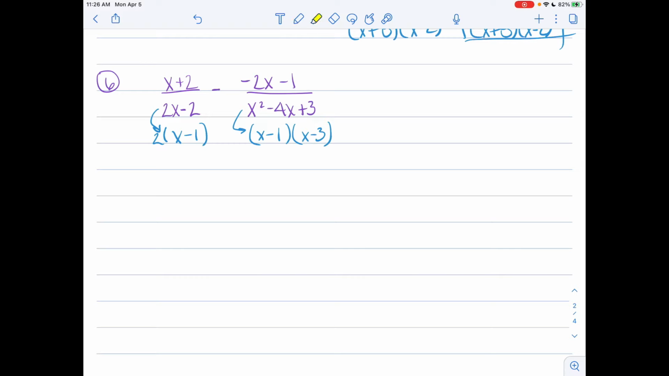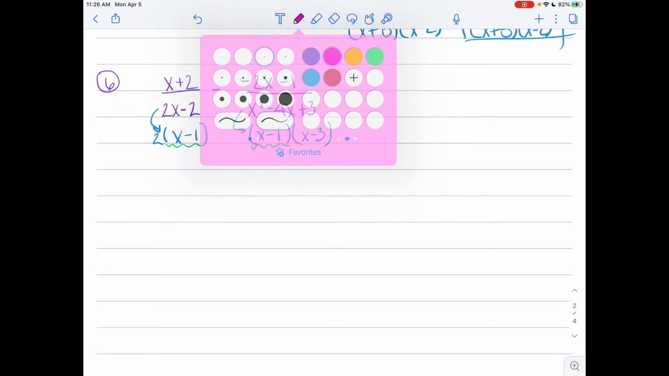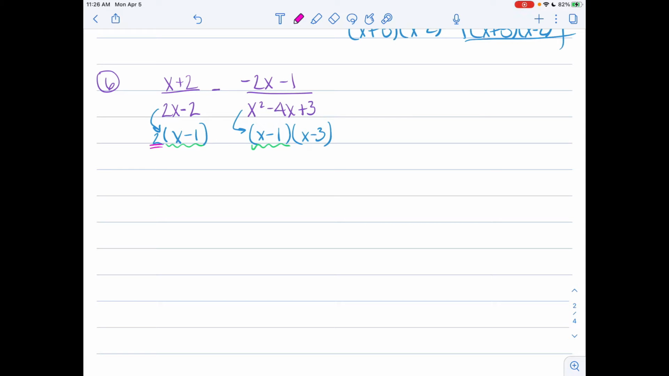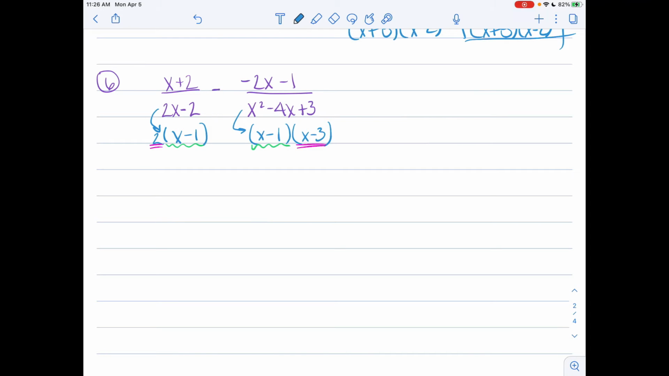And now I can see that these have an x minus 1 in common. You can't tell until everything is factored. I have a 2 here and an x minus 3 there. So my LCD is going to be the thing they have in common, x minus 1, and then the things that they don't have in common, x minus 3 and a 2.